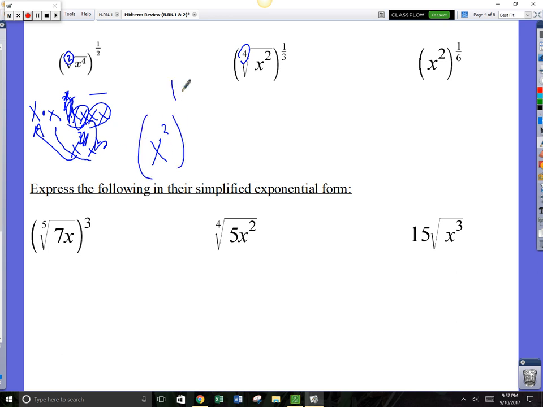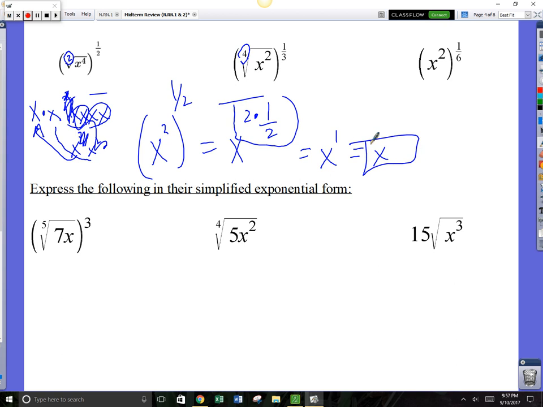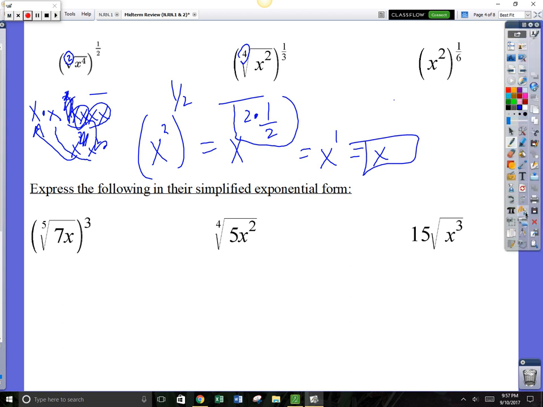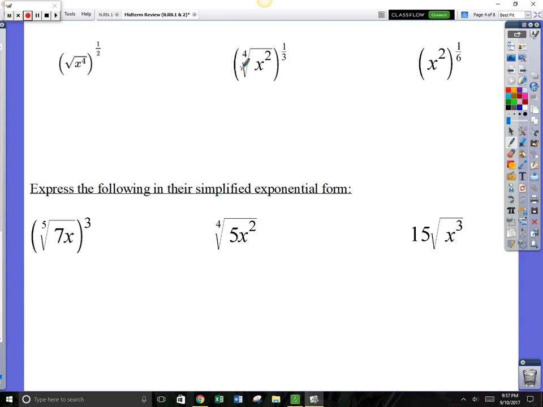And you're raising that to the 1/2. And now, if you ever have an exponent raised to another level, you've got to multiply them. So it's x to the 2 multiplied by 1/2. Again, just punch this in on your calculator, hit 2 times 1/2, and the calculator should spit out x to the 1, and you don't even need to write the 1, it's just x. So that's your answer. Okay, the middle one, you've got the 4th root of x squared.